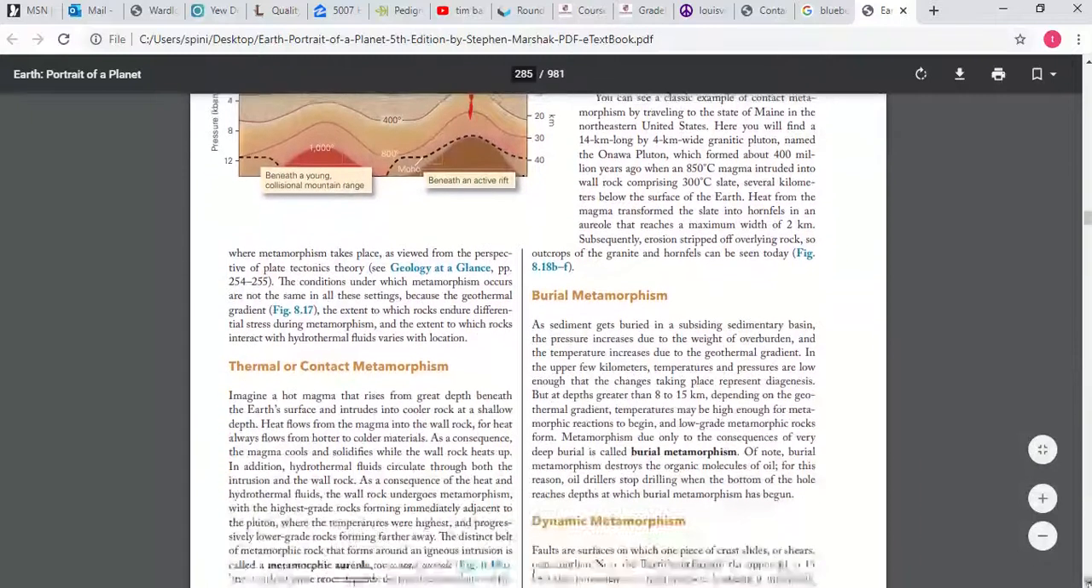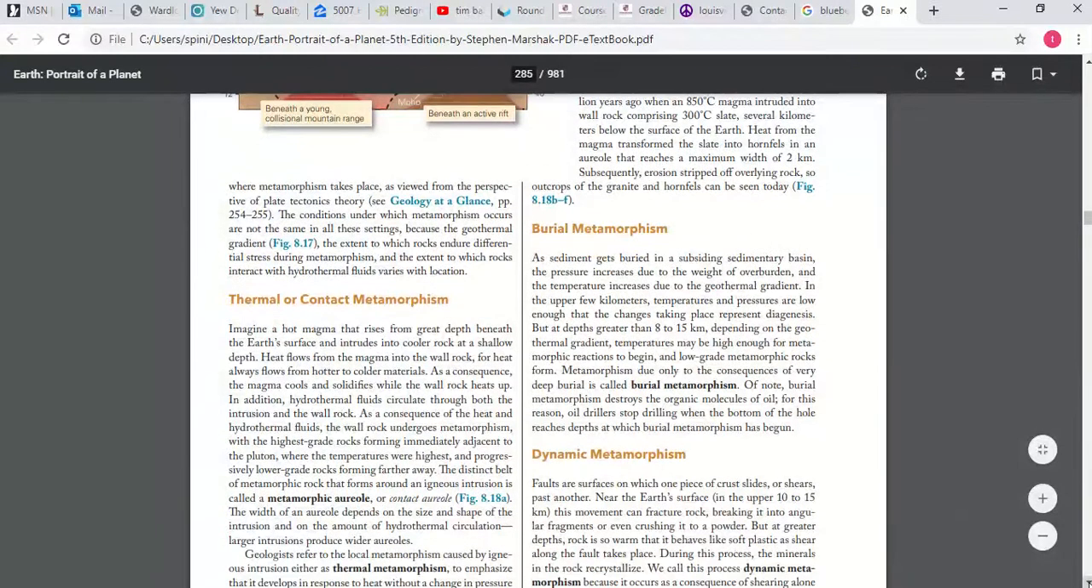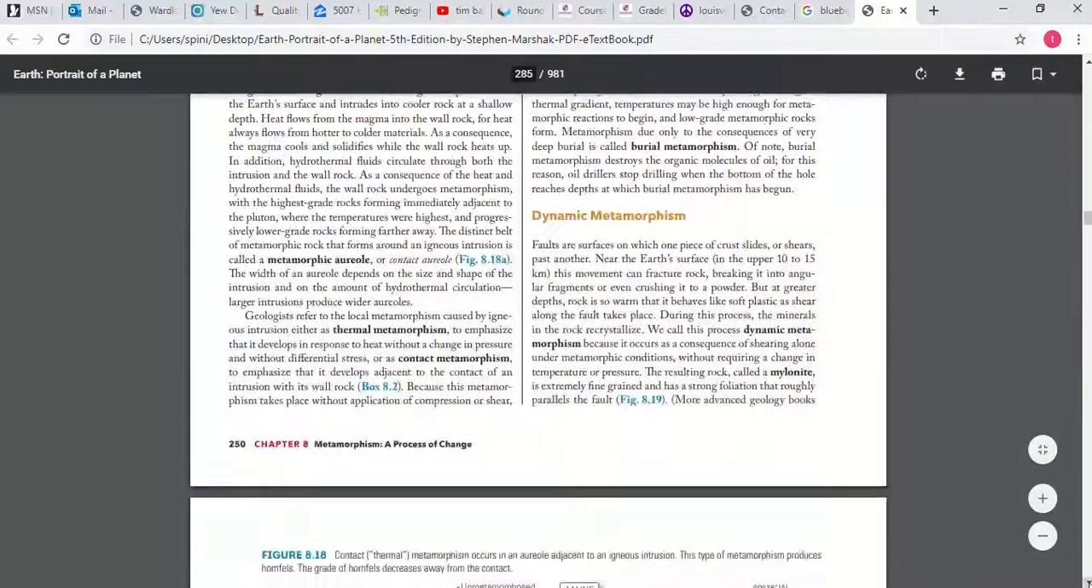So the different types of metamorphism, we talked about thermal or contact, so that's what we were just discussing about heat coming up from the middle of the earth causing metamorphism. Burial metamorphism, that's what we were talking about in terms of mountain building, where sediment gets piled on top of sediment, gets piled on top of sediment, and the weight just literally is so much pressure that you can create metamorphic rocks that way. Dynamic metamorphism, where we actually get plates moving.